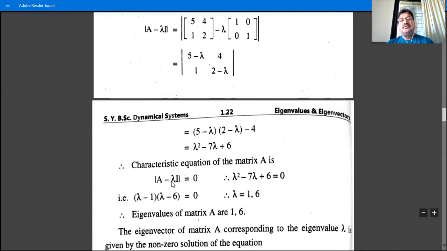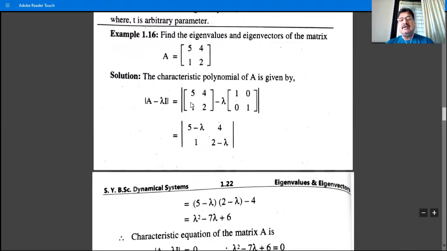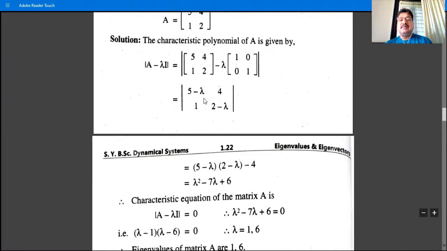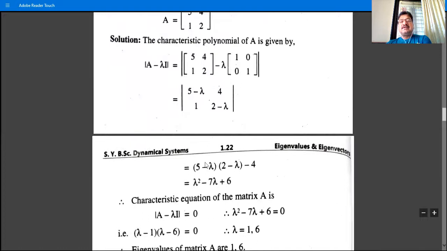So first find A minus lambda I. A is this, minus lambda times the matrix 1 0 0 1. So multiply lambda to each element, and we have the matrix lambda 0 0 lambda. Then the subtraction gives 5 minus lambda, then 4 minus 0 means 4, then 1 minus 0 is 1, and 2 minus lambda. Its determinant is (5 minus lambda) into (2 minus lambda) minus 4, that is lambda square minus 7 lambda plus 6. This is the determinant of A minus lambda I.